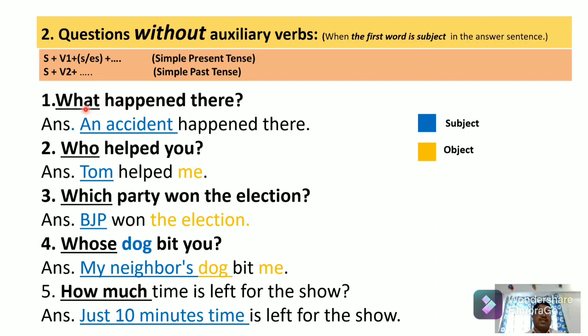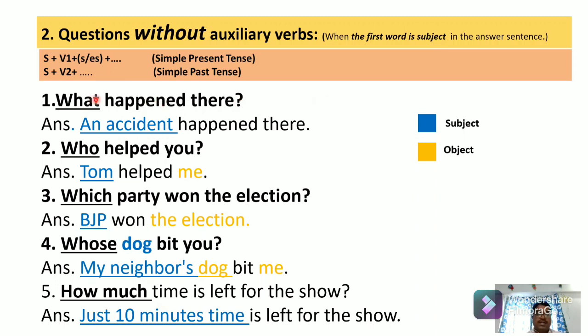Look at the first question. What happened there? Here you see no auxiliary verb used, correct? What happened there? Is there any auxiliary verb? No. What happened there? And again there is a question mark at the end of the question, but this is a question. This question is made without auxiliary verb.